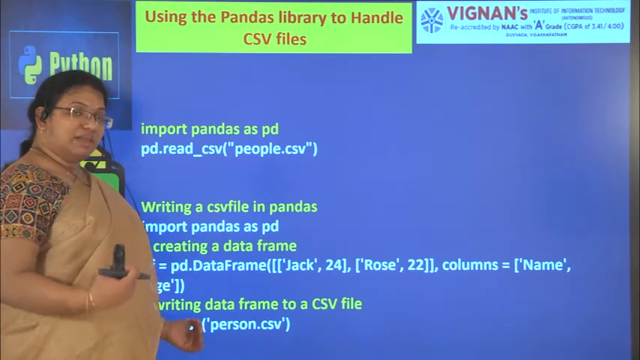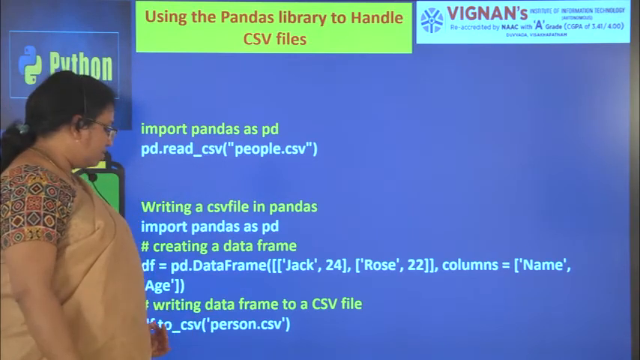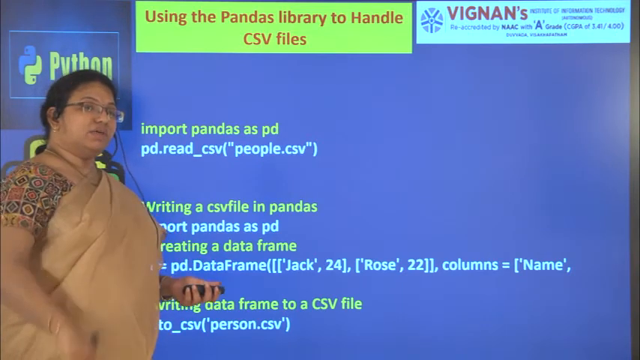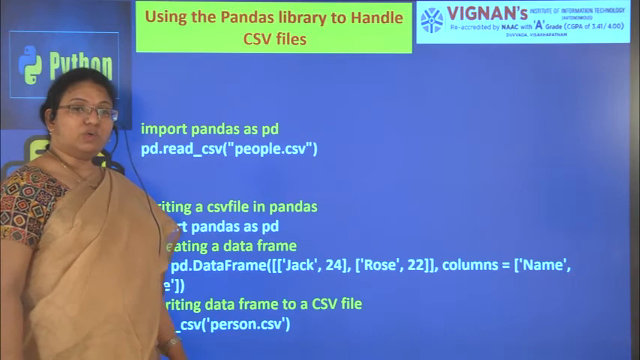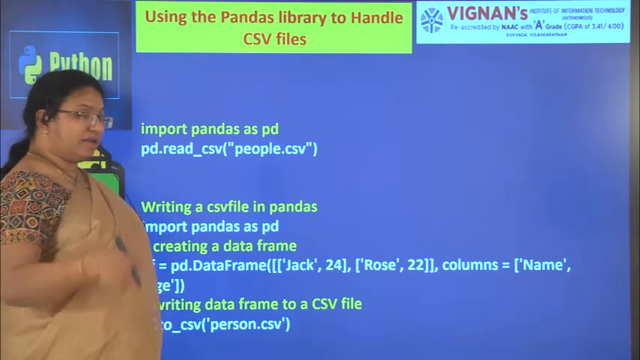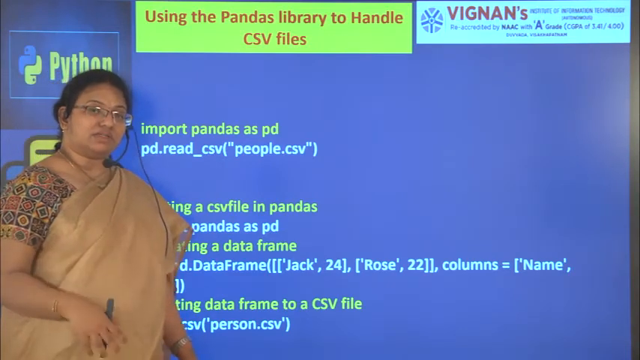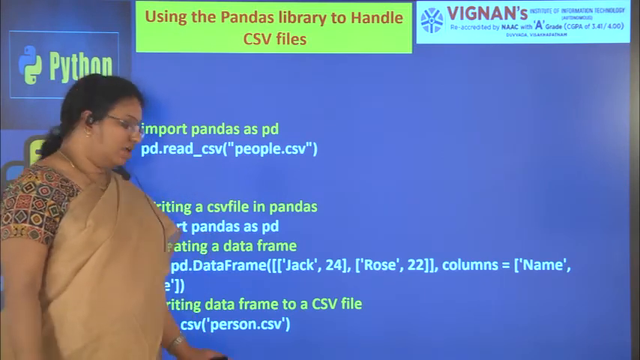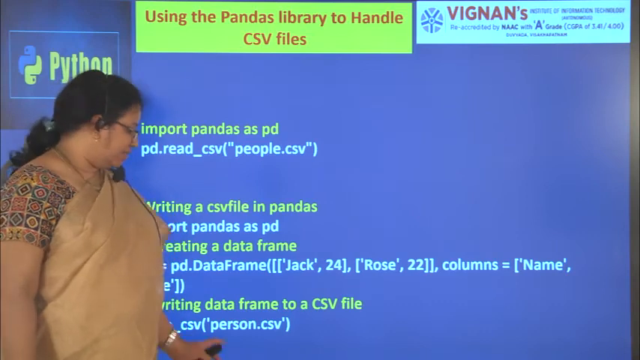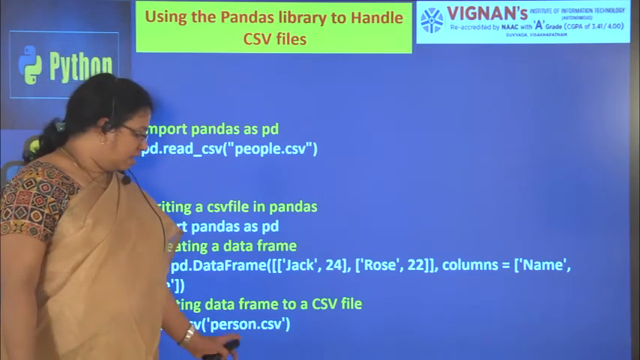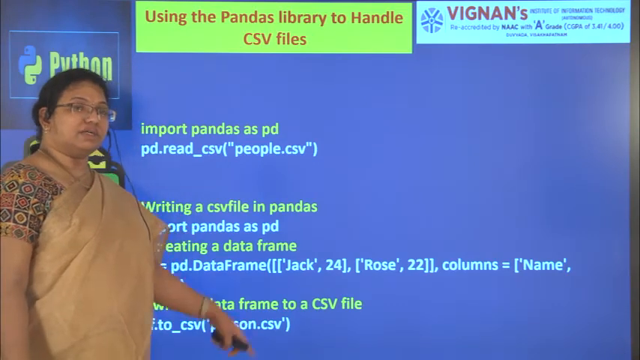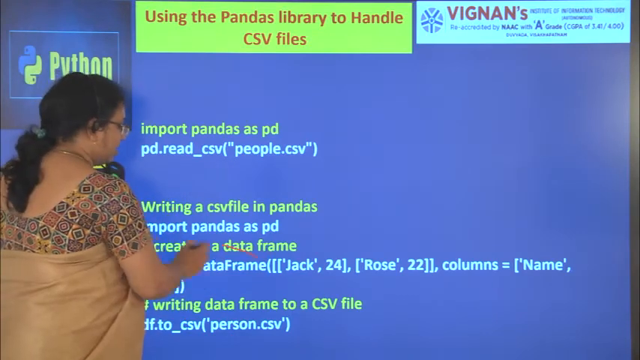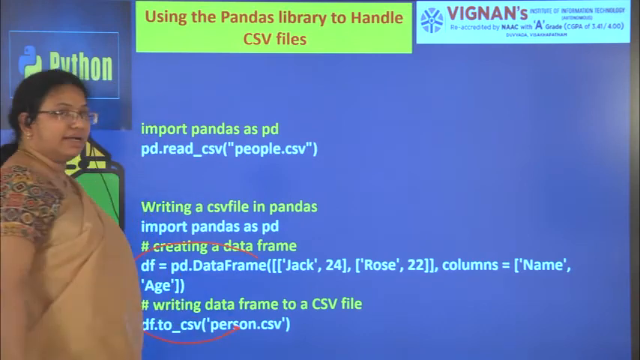Next, I will be writing into my CSV file, with the data frame dot. To convert into CSV, we use the method to_csv. If you want to read, we use read_csv, which is going to read your CSV file. If you want to place your data into a CSV file, we use to_csv. The name of the file is person.csv. The person.csv will contain this entire data.